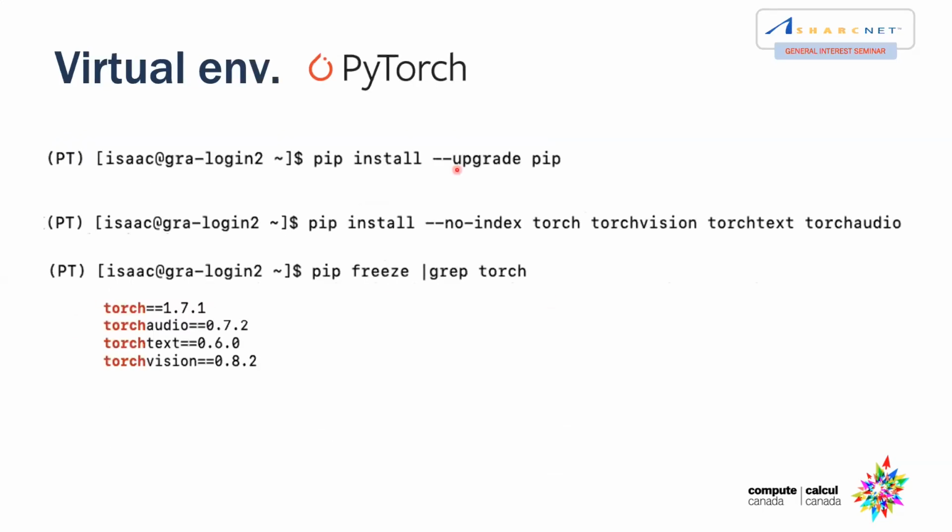Before you install anything, if it's your first time in the virtual environment, you'd better upgrade your install tool first. Pip is the install tool. Then we install these things. This no-index option indicates we want to check the wheels first. And then you can check the installed version. I didn't include all the installation messages, but it installed pretty well. I can see torch, audio, text, and vision all installed in our virtual environment.